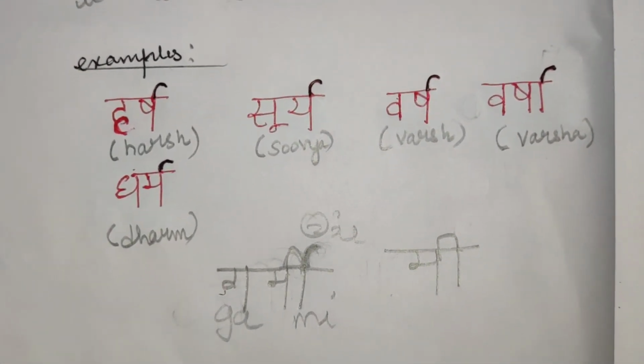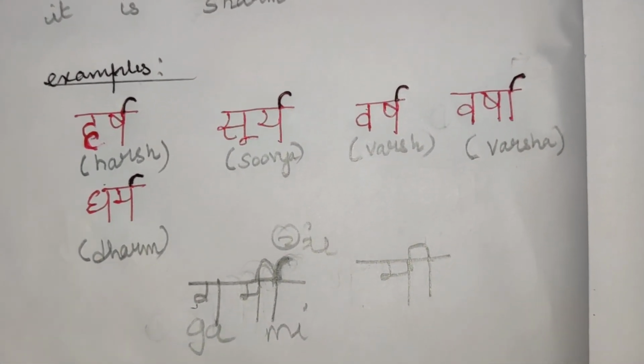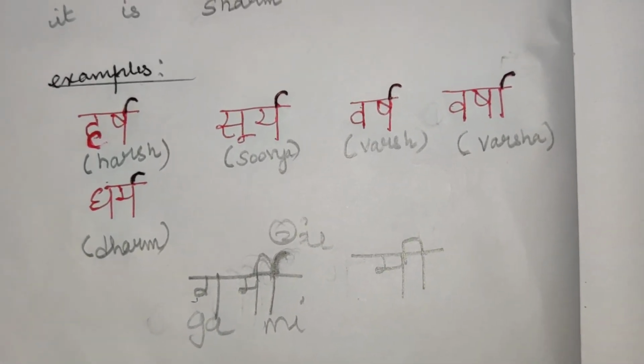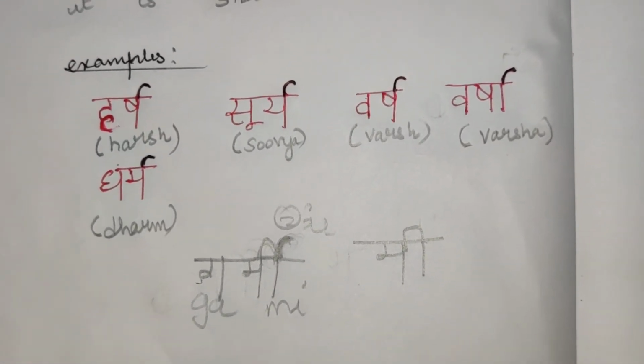So there are two types of ra, and I told you all the examples. So it will be easy for you to identify and learn the letters.